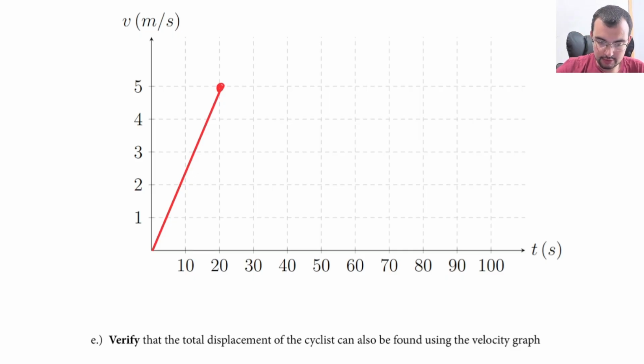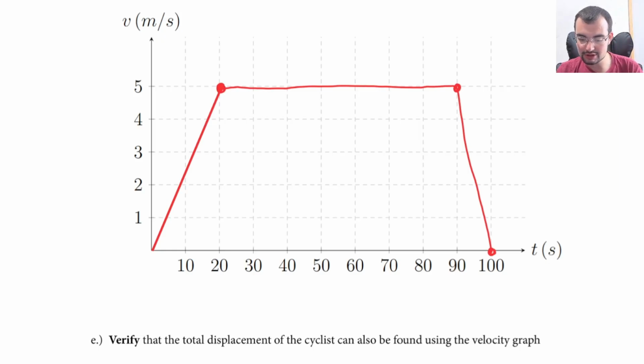Then we maintain it for 70 additional seconds. So that goes to 90. And then we stop after 10. So here are the segments of our motion. So we see that it's definitely steeper on the way back.